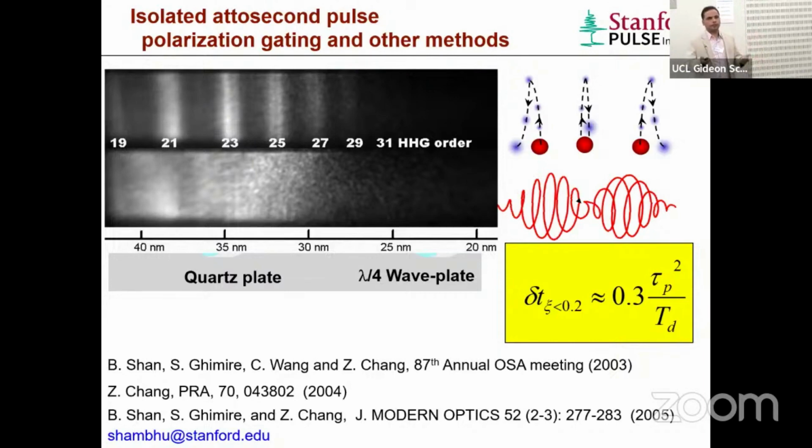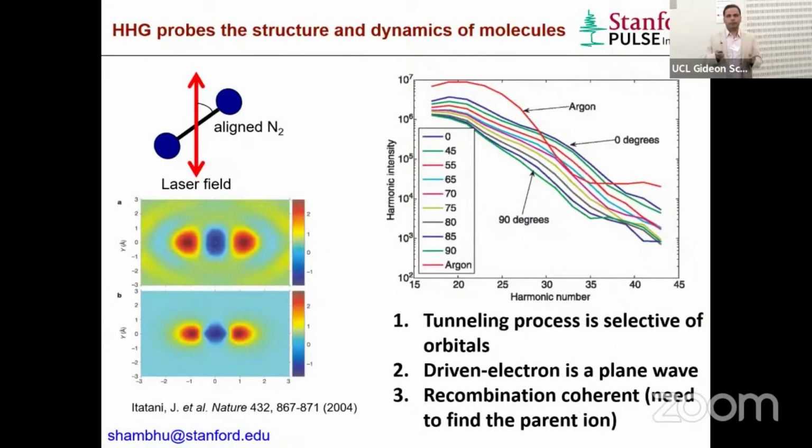There are lots of activities, as you know, in the field to produce the shortest attosecond pulses, and there are other methods besides polarization gating to get to this type of really short pulse. Another aspect is the ability to probe the target itself.